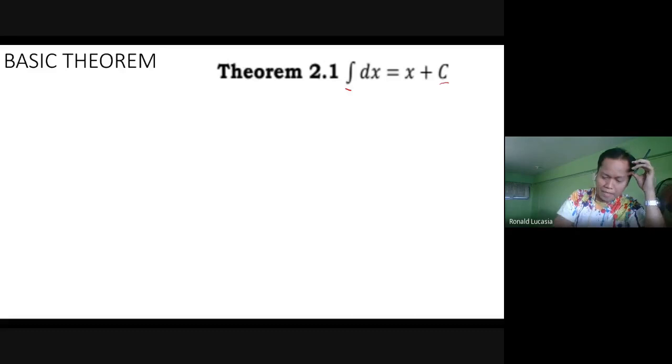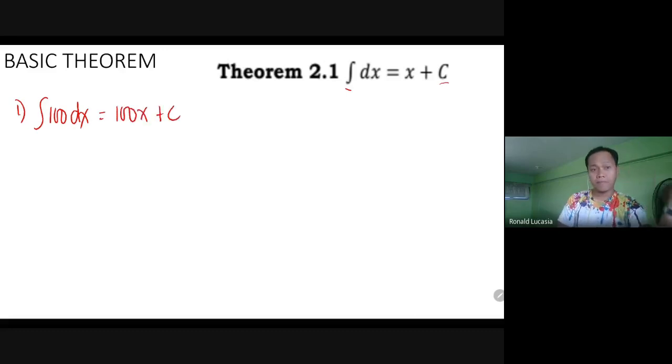We have the antiderivative of d of x, or dx, is equal to x plus c. So an example to that, we have the antiderivative of 100 d of x, that will be equal to 100x plus c. C pertains to the constant term.